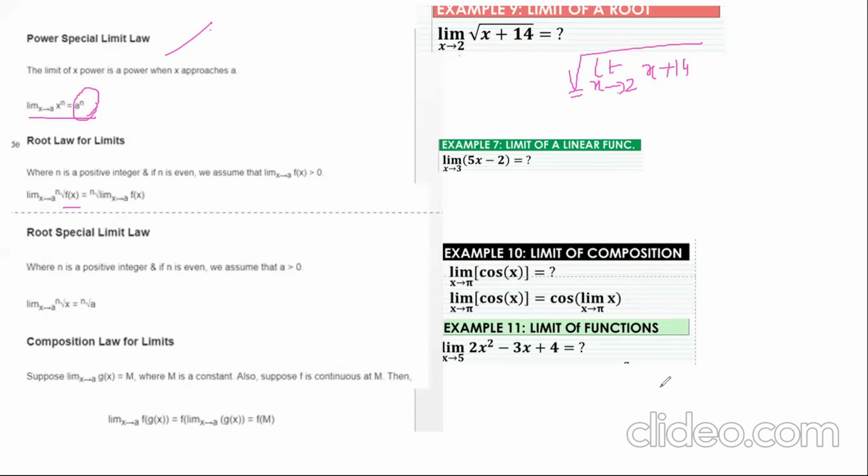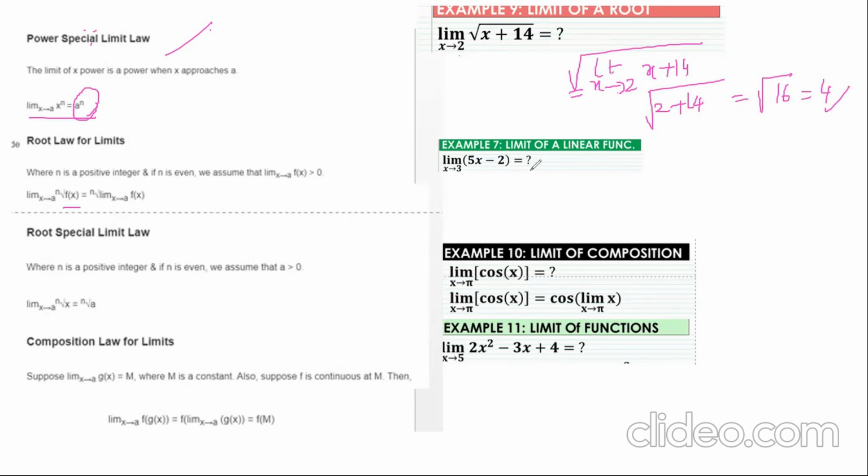How much does it become? As x tends to 2, limit of x plus 14 is 2 plus 14, that is 16, under the root. So root 16 is equal to 4. Understood? Very good.